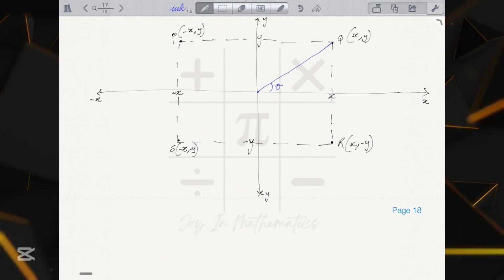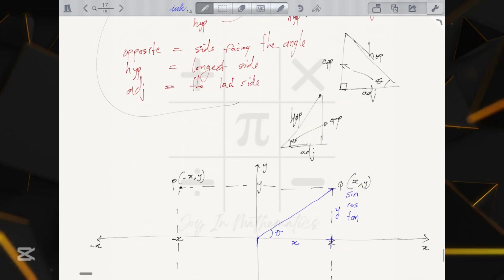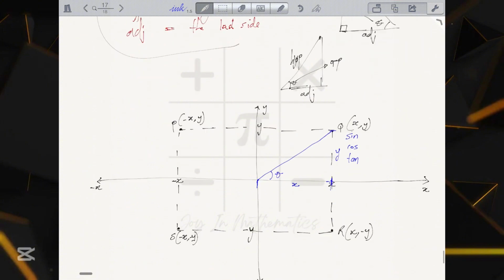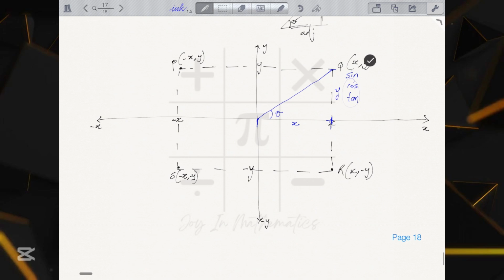The length here, from the origin to this point, is x. The height is also y. So now we can make our expression for sine, for cos, for tan using the expression of SOHCAHTOA. Sine is opposite over hypotenuse, cos is adjacent over hypotenuse, and tan is opposite over adjacent. Now sine now is what? Is opposite over hypotenuse.